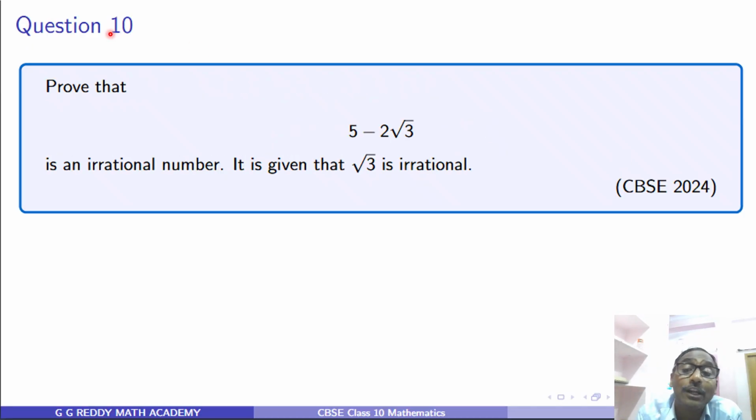Question number 10. Prove that 5 minus 2 root 3 is an irrational number. It is given that root 3 is an irrational number. So you have to prove it as an irrational number. You will assume that it is a rational number and you will bring a contradiction to your assumption.